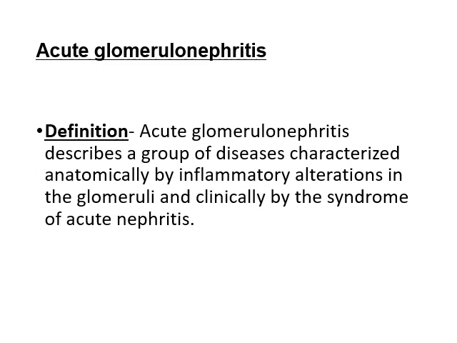Let's first define some things. Acute glomerular nephritis. So, acute glomerular nephritis is a group of diseases that's characterized anatomically by inflammatory alterations to the glomeruli and clinically by the syndrome of acute nephritis. So we have a glomerular inflammation that is giving us pictures of nephritic syndrome. So that's what we call acute glomerular nephritis.